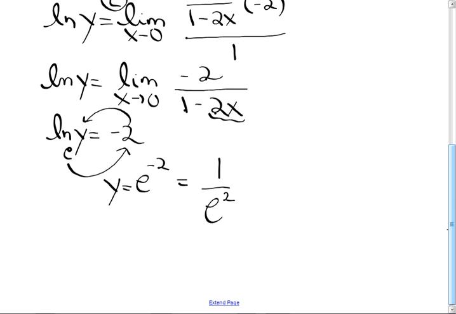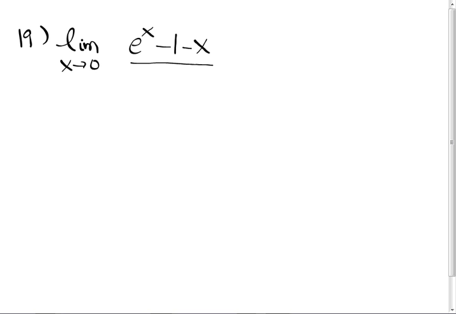Number 19 looks just like one I've seen on the AP exam. It would be a multiple choice question, I believe. I think you've seen it, actually. And actually, this one can be done 2 different ways. You could use a Taylor series.